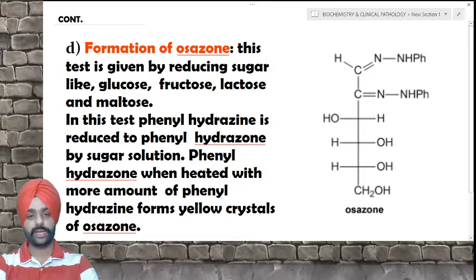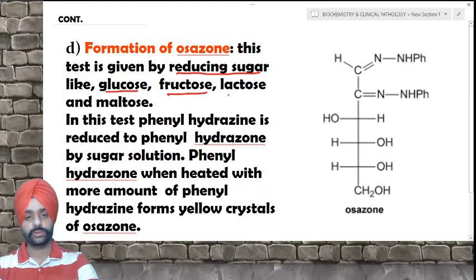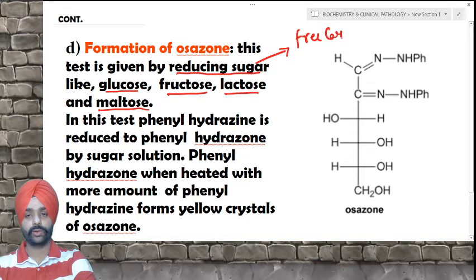Now you can see on your screen it is written that this test is given by reducing sugars like glucose, fructose, lactose and maltose. So first of all, what are these reducing sugars? Reducing sugars means the sugars which have a free carbonyl group. In this test, phenylhydrazine is reduced to form phenylhydrazone by the sugar solution. The phenylhydrazone, when heated with a larger amount of phenylhydrazine, tends to form osazone.